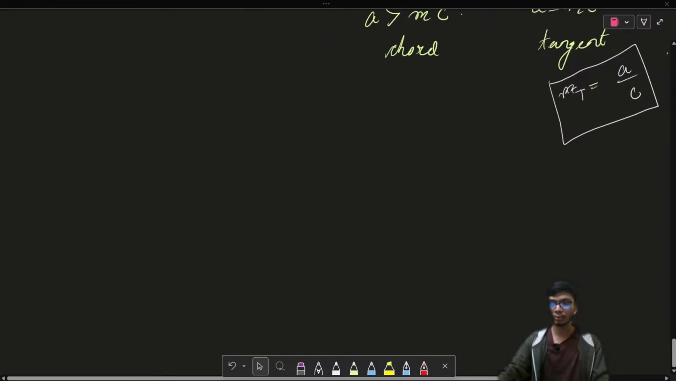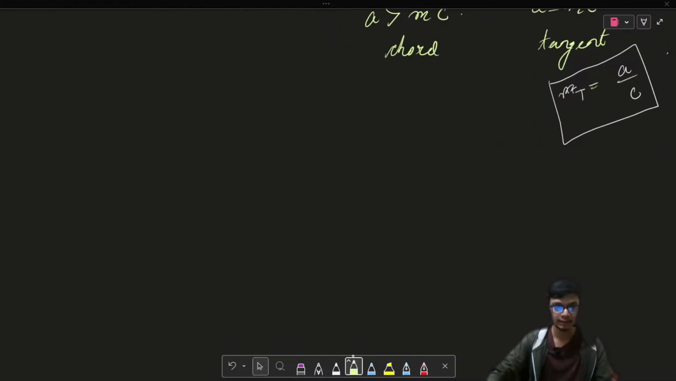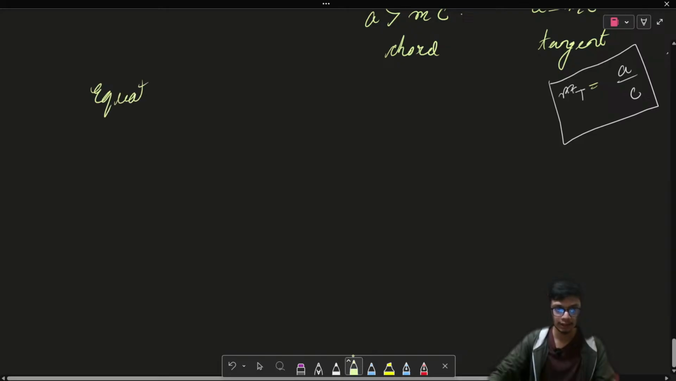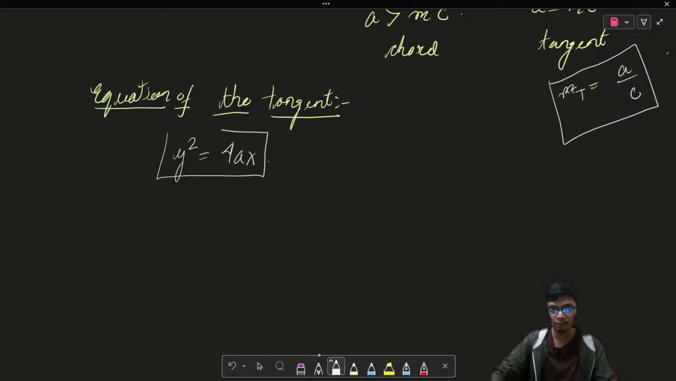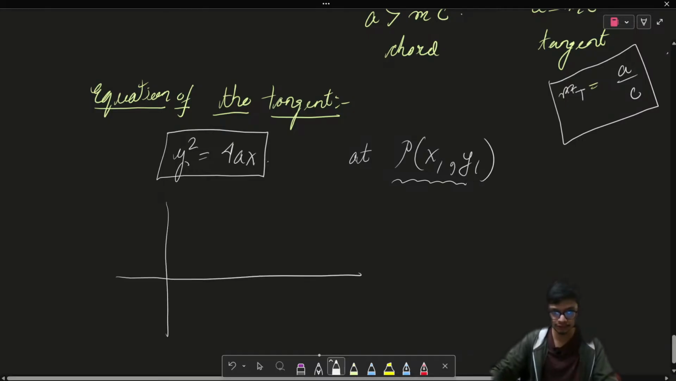Now it is our task to determine the equation of the tangent to the parabola. Okay, so now it is our time to determine the equation of a tangent to a given parabola. So for our simplicity, let us take the standard parabola, that is y square equals 4ax, and let us say I want to draw the tangent at a point P on the parabola that is given as (x1, y1). Okay, so if I try to draw, the situation is something like this.